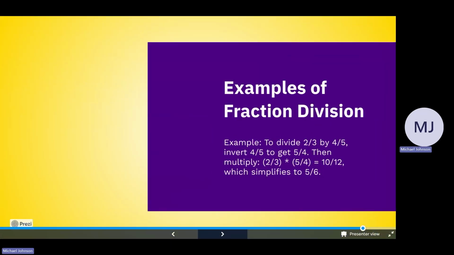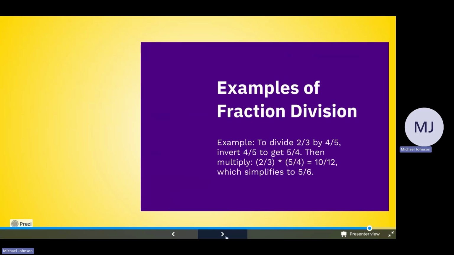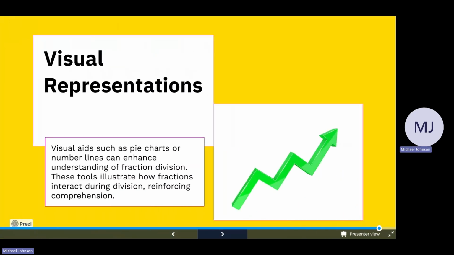For example, to divide 2/3 by 4/5, invert 4/5 to get 5/4, then multiply 2/3 times 5/4 equals 10/12, which simplifies to 5/6. Visual aids such as pie charts and number lines can enhance understanding of fraction division. These tools illustrate how fractions interact during division, reinforcing comprehension.